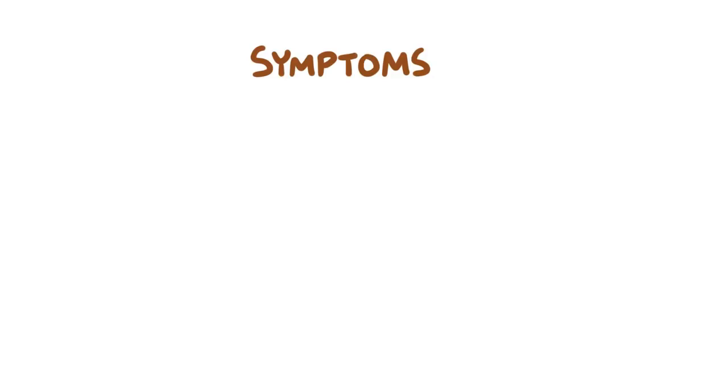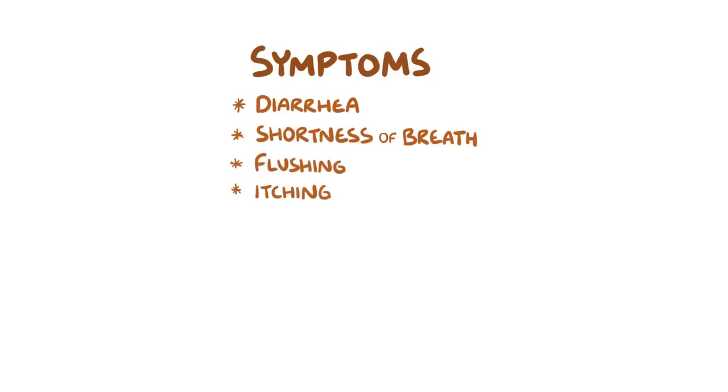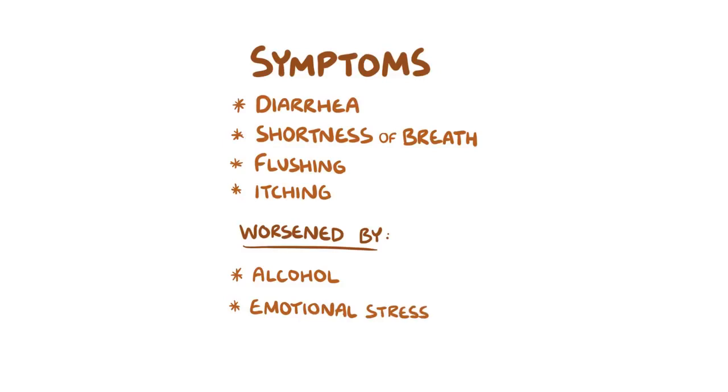So there's a whole load of excess hormones circulating in the blood, and these lead to a bunch of symptoms. And the most common symptoms of carcinoid syndrome include diarrhea, shortness of breath, flushing, and itching. These symptoms can be worsened by alcohol or emotional stress, since these can further stimulate the neuroendocrine cells.